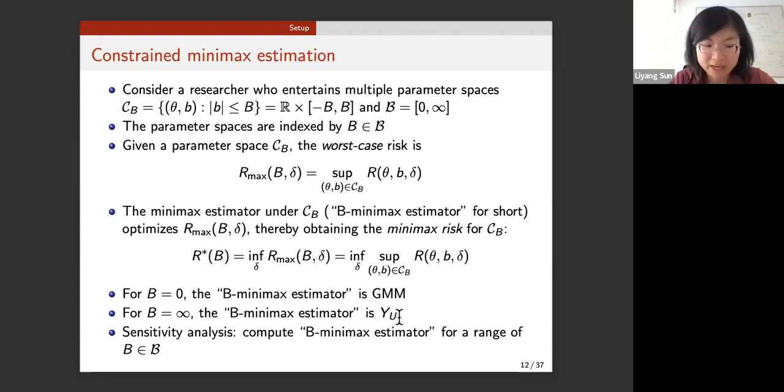And we can look at a sensitivity analysis that reports these B minimax estimates as we vary the upper bound over reasonable ranges of the upper bound. So that's exactly the plot of the triangles I presented at the beginning of the talk. And I'll come back to how to compute these B minimax estimators for intermediate values in a little bit.